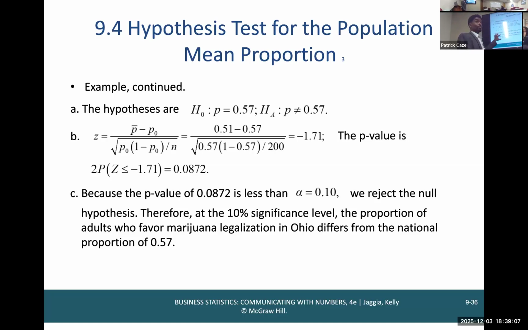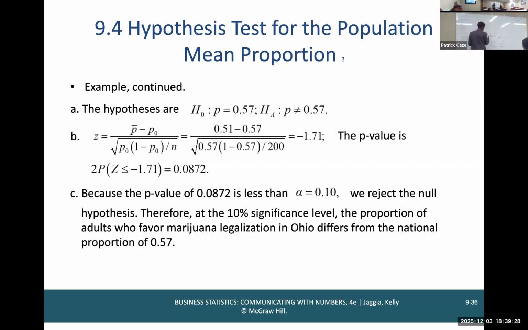Why did you multiply by 2 again? Because it's two-tailed and symmetrical. We don't know if it's less than or greater than, we just know it's different. Because we just know it's different, it can go in either direction, and we need to account for that.